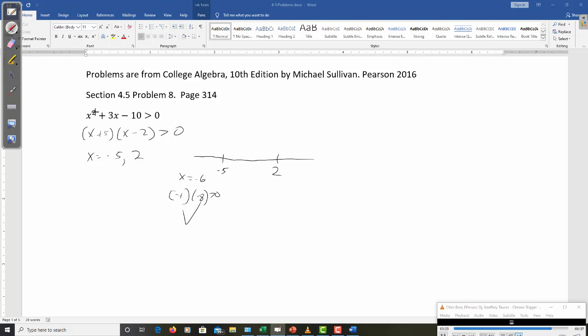You plug in 0, because that's in the middle here. You get 5 times -2, which is negative, so it's not greater than 0. You plug in 3, you get 8 times 1, which is greater than 0, so that one's in our solution. So our solution is negative infinity to negative 5 union 2 to infinity.